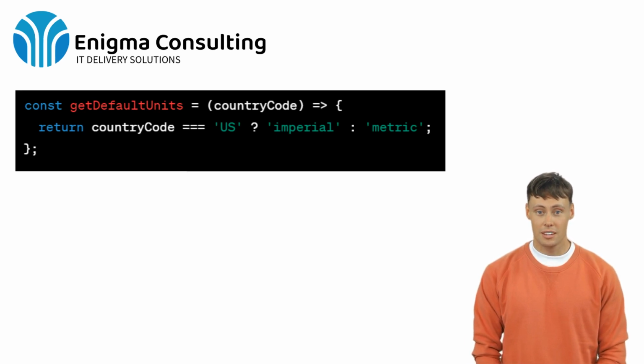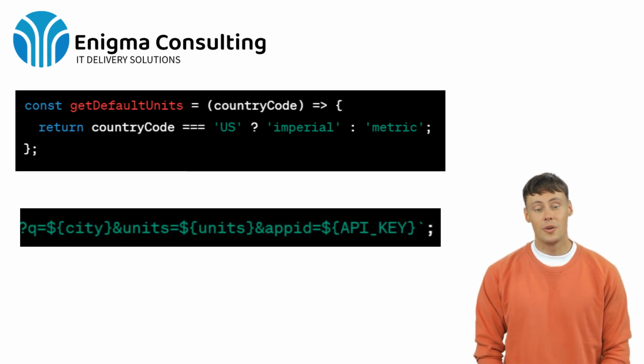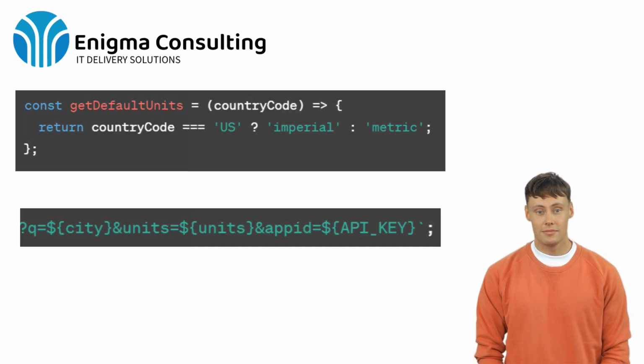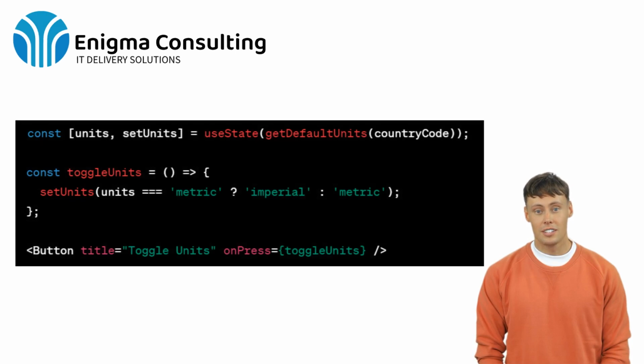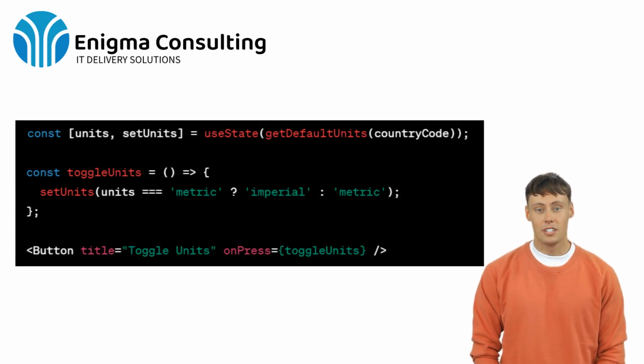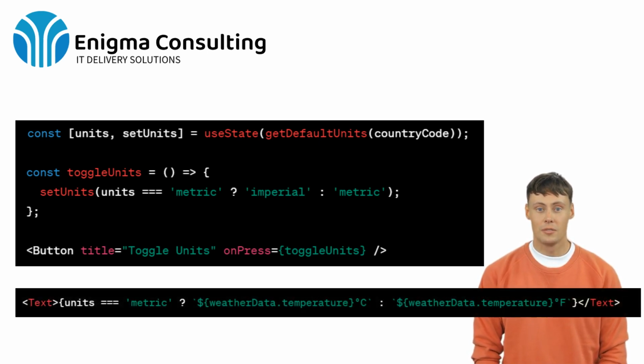Most weather APIs, including Open Weather Map, allow you to specify the units in the request. You can modify your fetch functions to include the units. You can create a toggle in your UI to allow users to switch between metric and imperial units. Here's an example using React's useState hook. You'll need to display the temperature and other values in the appropriate units. You can use the unit state to determine how to display them.